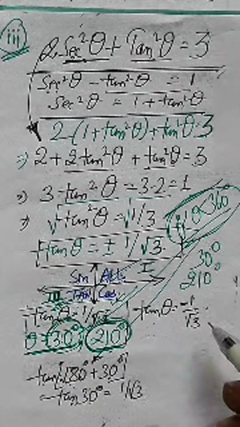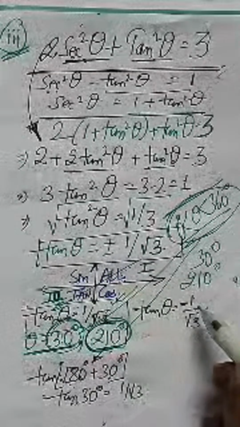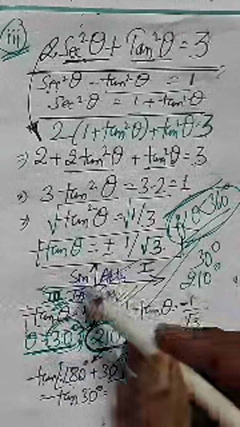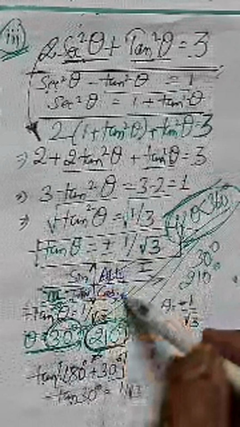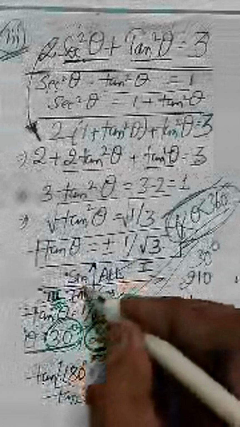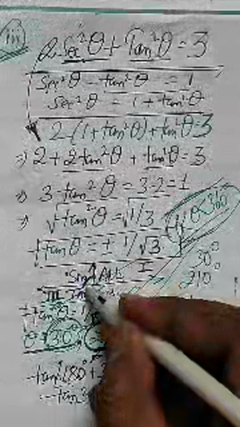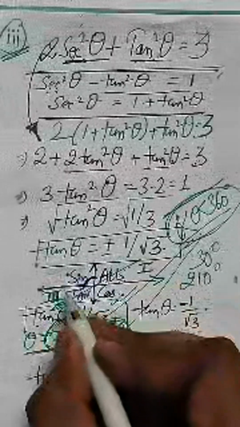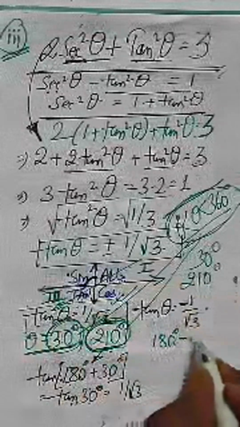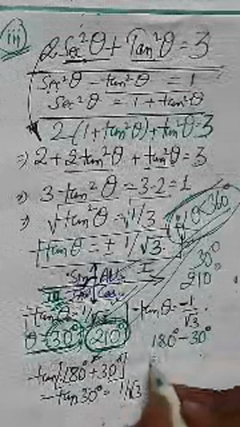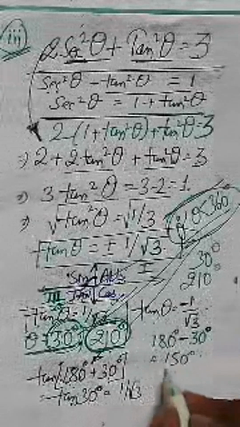Tan theta equal to minus 1 by root 3, when will this happen? This will happen either in the second quadrant or the fourth quadrant, isn't it? So in the second quadrant, the value should be 180 degree minus something. From 180 degree the third quadrant starts, so just subtract 30 from it. 180 minus 30 comes as 150 degree. So 150 degree is one of the solutions.